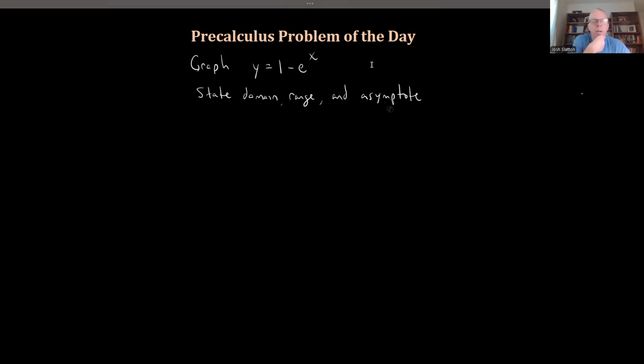Here's our pre-calculus problem of the day. So we want to graph y equals 1 minus e to the x, and then we're going to state the domain, range, and asymptote.